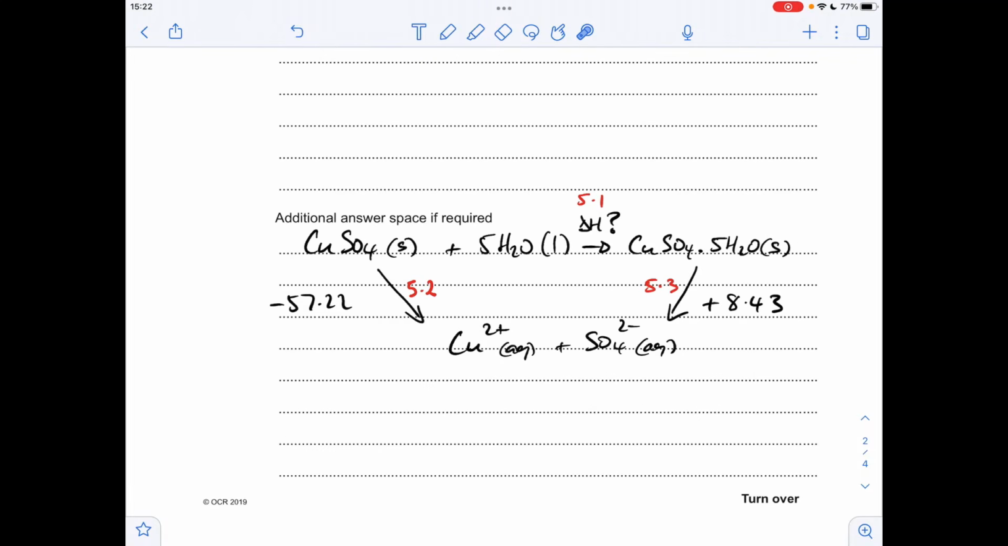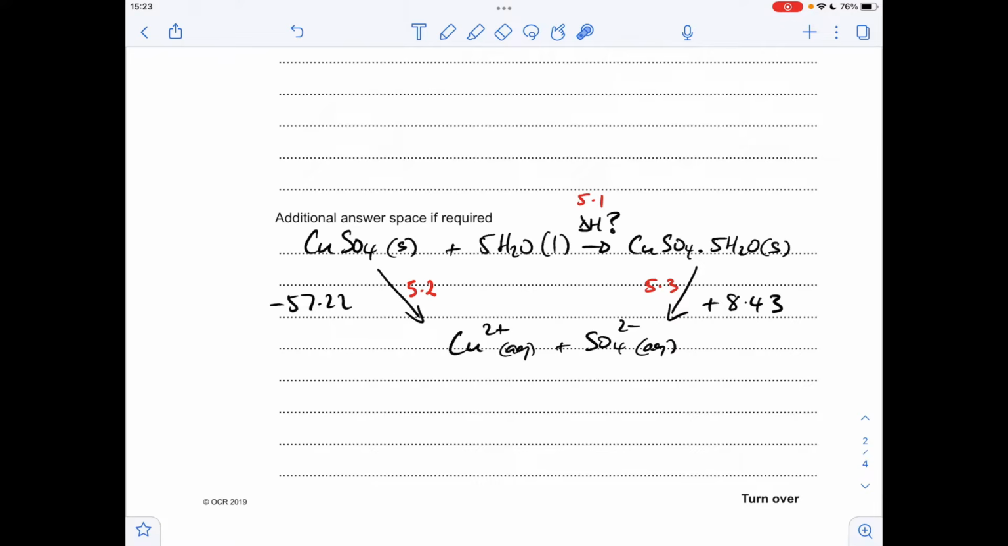So we'll now move on to the cycle and the calculation of the enthalpy change for reaction 5.1. So we've got to calculate the enthalpy change for this reaction here. We've just calculated the enthalpy change of solution for copper sulfate. So you can see that ties in with this arrow here on the cycle. And we were supplied with the enthalpy change for this reaction. This is 5.3. Obviously, if you dissolve that into water, you're going to make these aqueous ions just like this one. So we've got this cycle here.